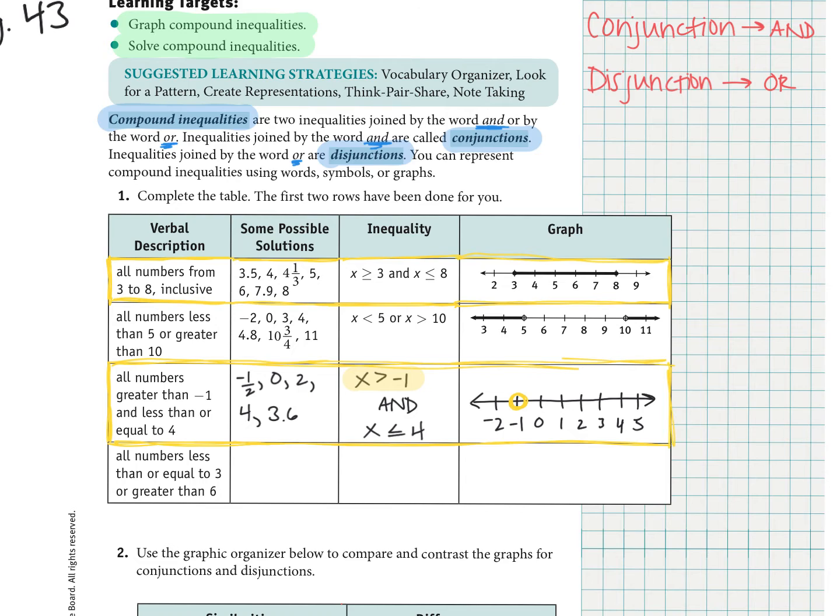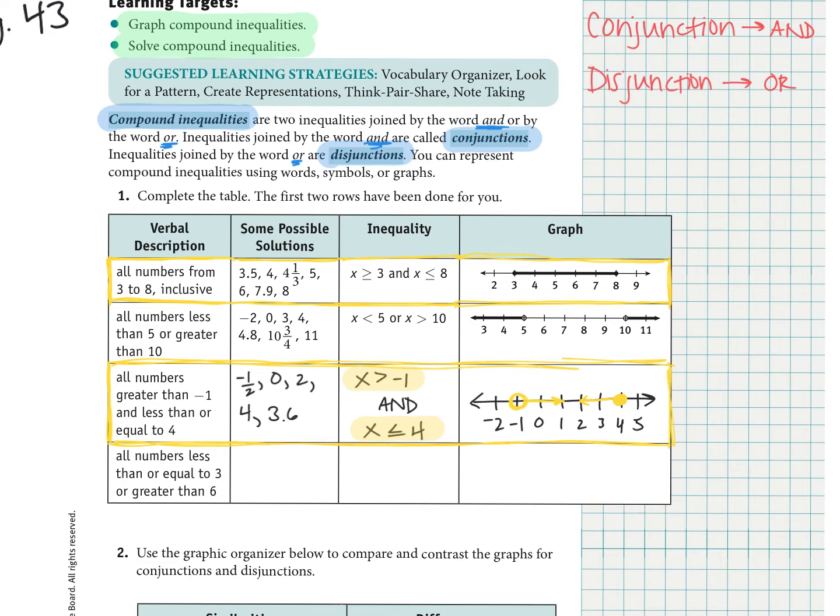Eventually, we are going to shade. We want all our values to be bigger than, so I'm moving to the right. Now, let's say I wanted to look at x is less than or equal to 4. That means I have a circle at 4, and it is a closed circle, a shaded circle, since it includes 4. And I want to shade in the direction to the left because I want all my values equal to or less than 4.